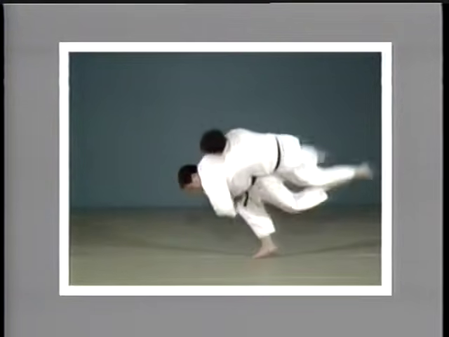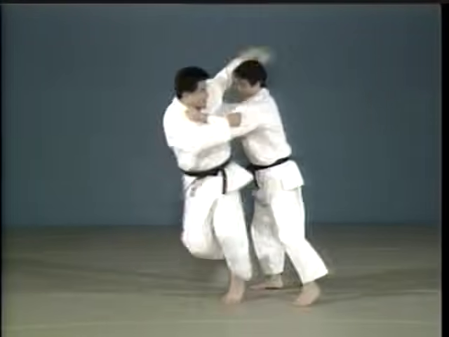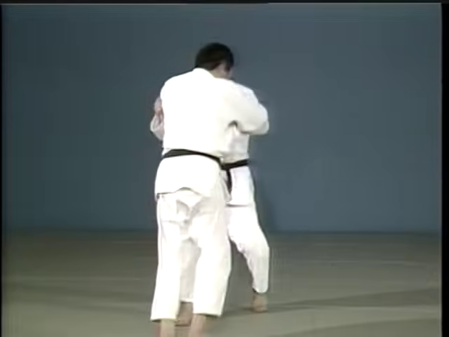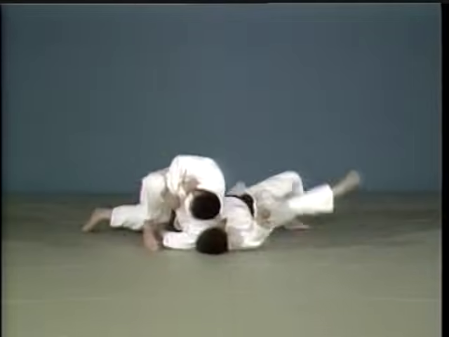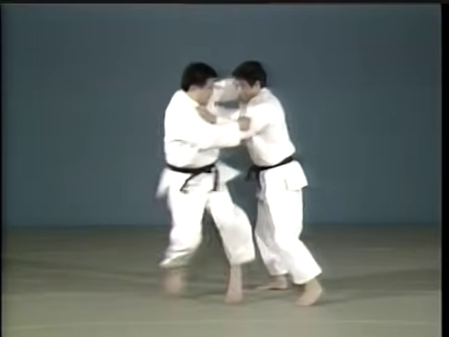Hane makikomi. In hane makikomi, you throw in a wrapping motion as you lift your opponent up with hanegoshi. There are two methods of executing this throw.